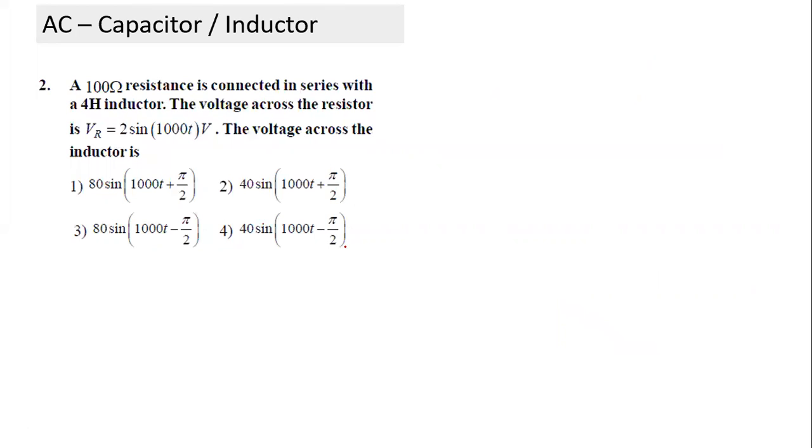So let's look at this question. A resistance is connected in series with an inductor; the voltage across the resistance and the voltage across the inductor. First just tell me in terms of phasors: if this is the voltage across the resistance, what is the voltage across the inductor? Will it be plus pi by 2 or minus pi by 2? Whatever phase the voltage across the resistance has, the current also will have the same phase as VR.